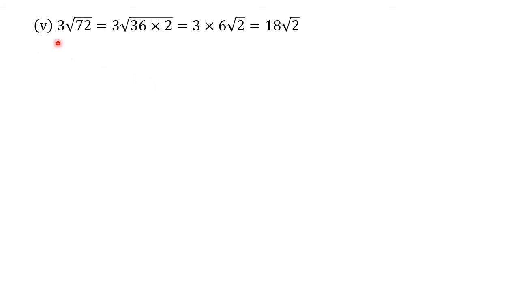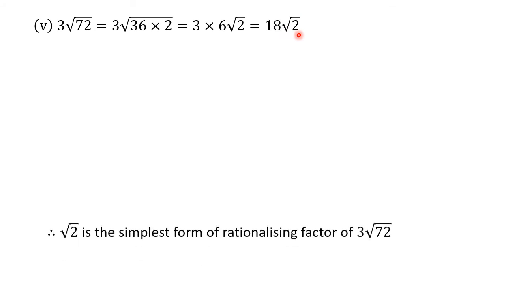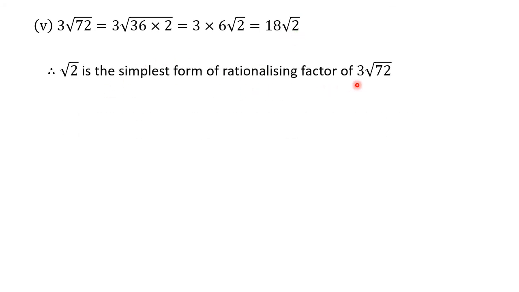Okay, so the fifth one is 3 root 72. 72 we can split as 36 into 2, which is the perfect square of 6. And 3 outside as it is. So this we can write as 6 root 2. 3 into 6 root 2. So 3 into 6 is 18 root 2. The simplest form of 3 root 72 is what? 18 root 2. And then from this we can write down the rationalizing factor. Here also root 2 is the simplest form of rationalizing factor of 3 root 72. So in this way you can complete it. I hope you must have written all the answers.